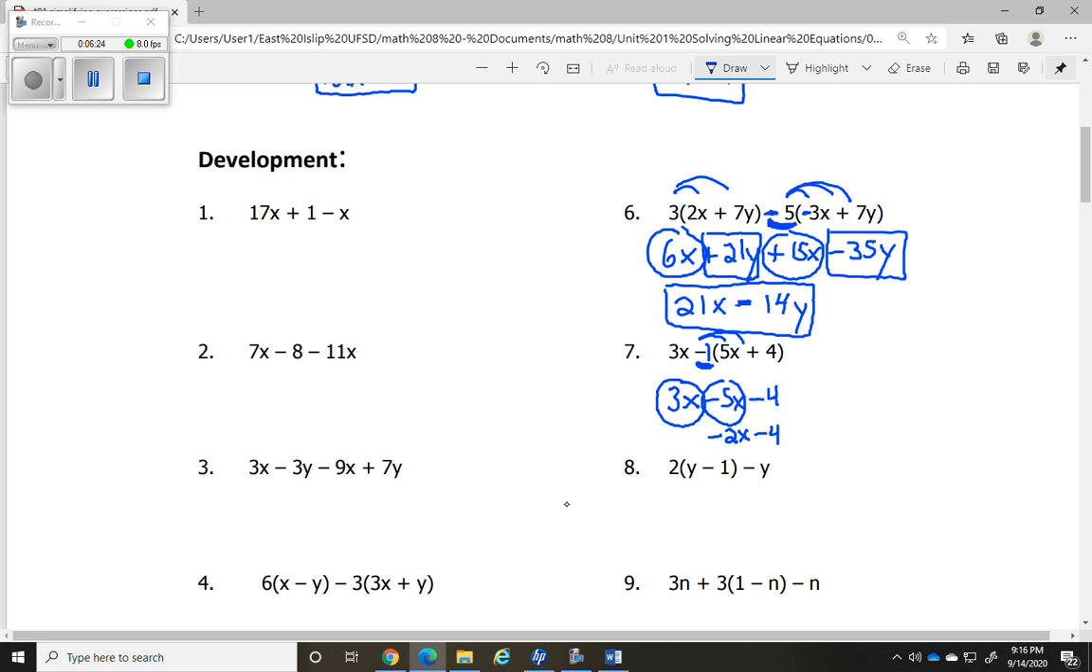I want to do number 8 because some people misunderstand some of the combining in this problem. The distributing, not a big deal.